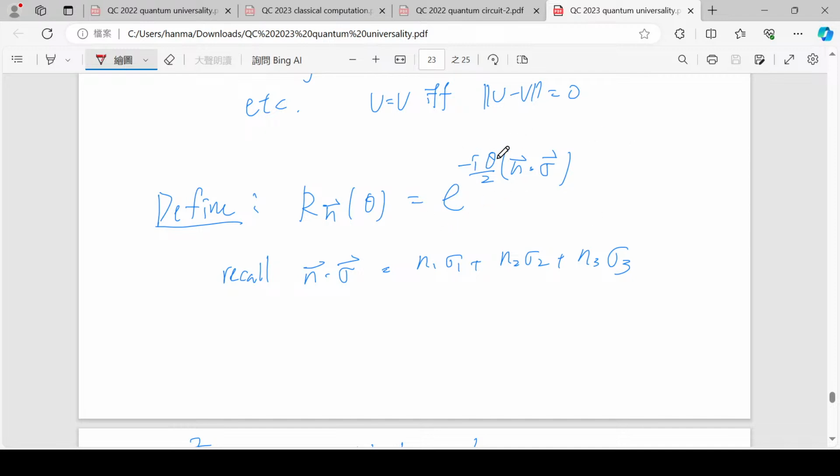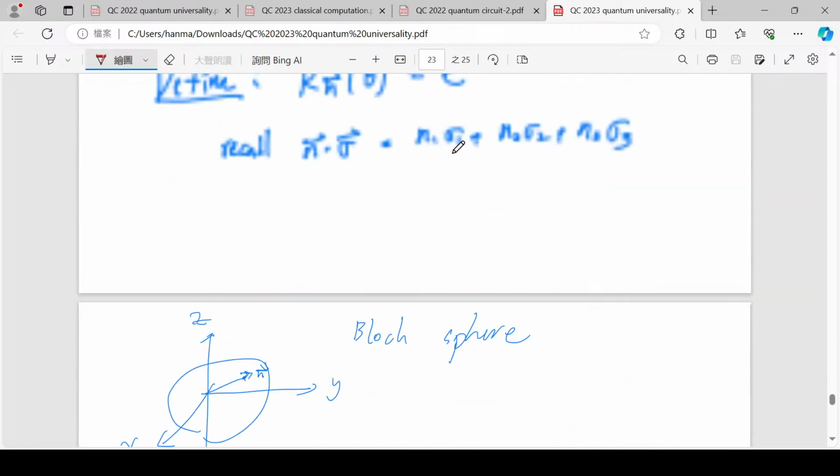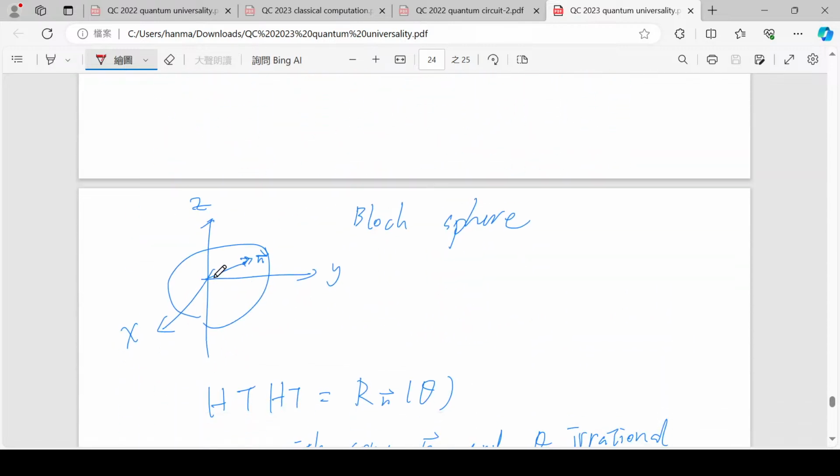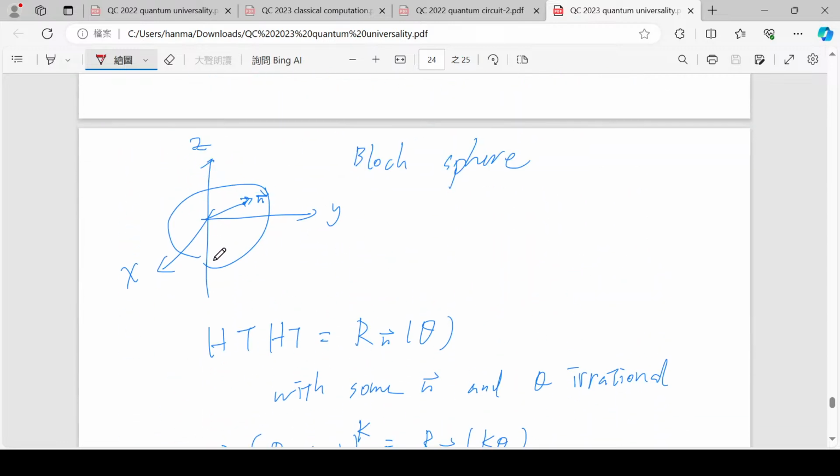So e to the minus i theta over 2, and your Pauli on the direction n. Remember, before we had x or y or z here, but here we want to do a rotation on any direction. So this will rotate on this n direction with angle theta.